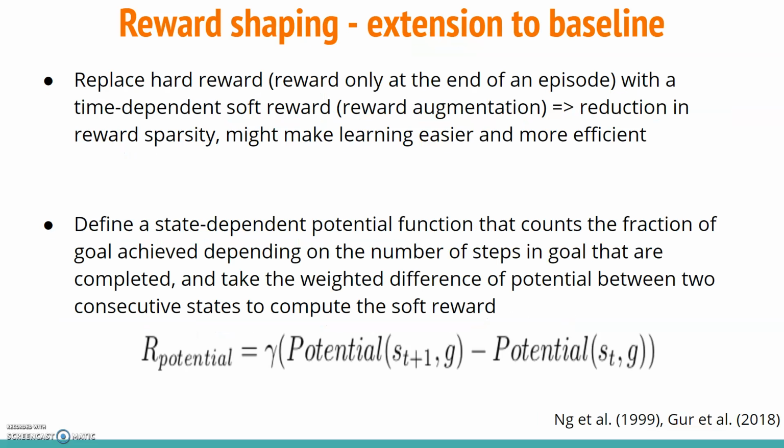As an extension to our baseline approach, we implement reward shaping in the form of reward augmentation to mitigate the problem of reward sparsity. We compute a potential function for every step and take the weighted difference between the potential for a state and that for the next state to decide the soft reward for a certain time step. The potential function is defined as the percentage of goal steps that have already been completed by the time the agent transitions from a particular state.